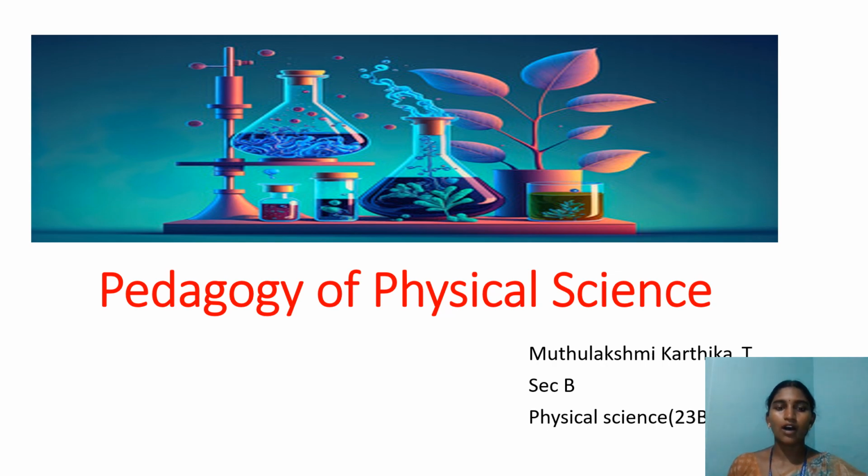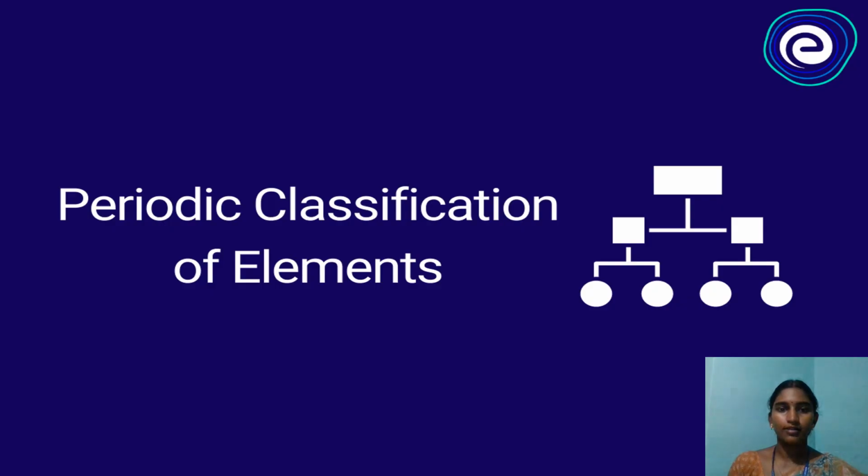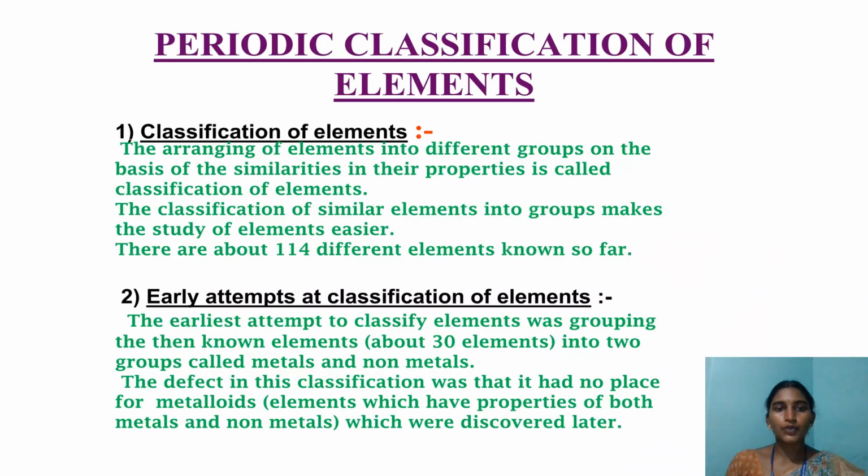In this video, we study the pedagogy of physical science. My topic is periodic classification of elements. First is classification of elements. Arranging elements into groups on the basis of the similarities in their properties is called classification of elements. The classification of similar elements into groups makes the study of elements easier.